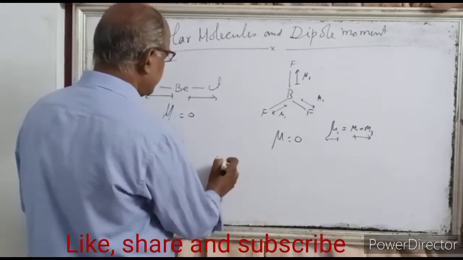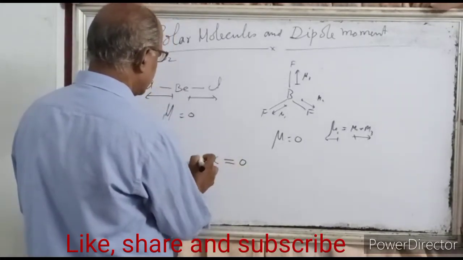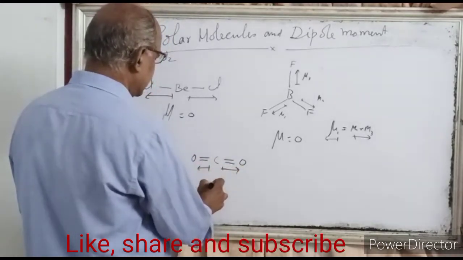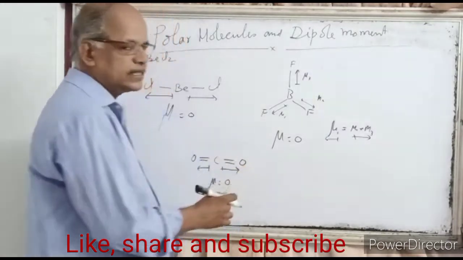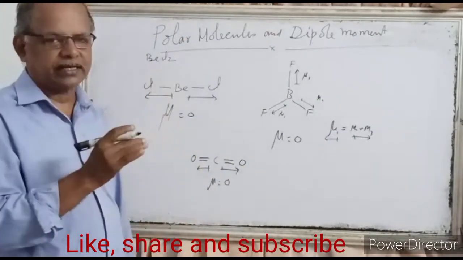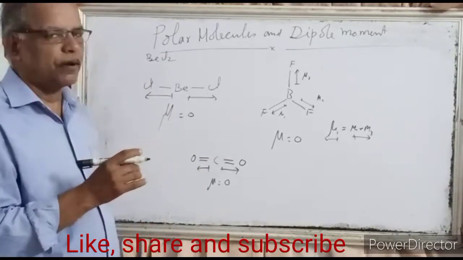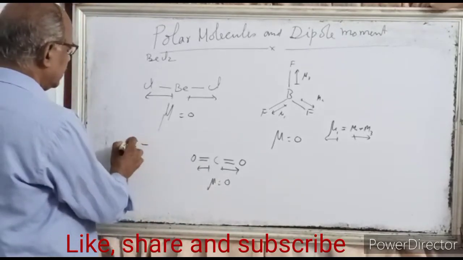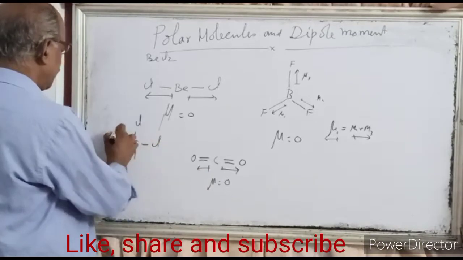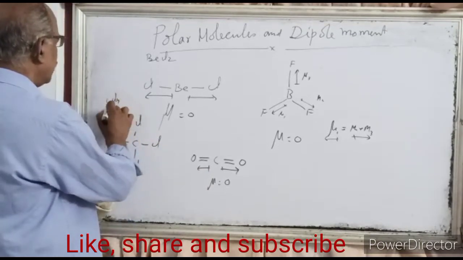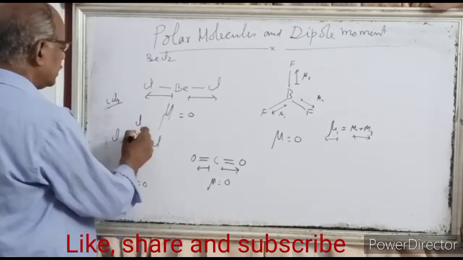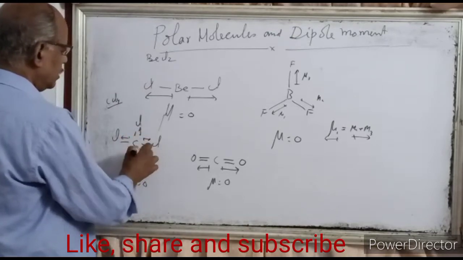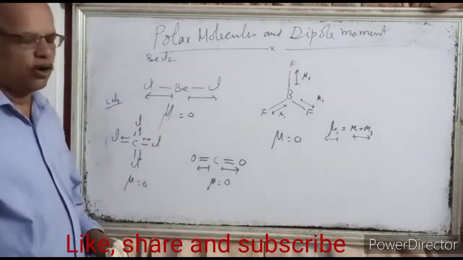Then another example is carbon dioxide. Here the dipole moment will be in this direction and here in this direction, so mu will be equal to 0 because they cancel. So the shape of the molecule is a factor that determines the dipole moment. Similarly, carbon tetrachloride, CCl4. Its dipole moment mu will be equal to 0 because the dipole moment in this direction will be cancelled by that direction. So all of these will be cancelled, and the dipole moment will be 0.